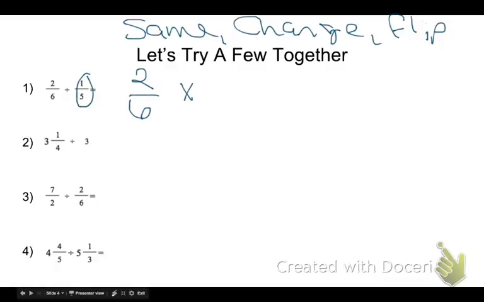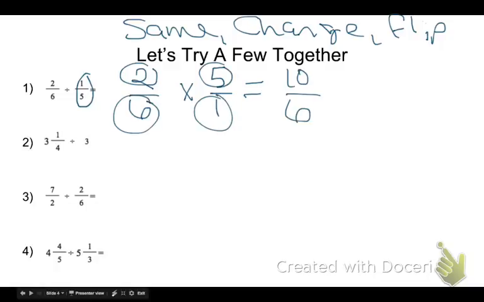Instead of 1/5, I'm going to make it 5/1. And now I'm just multiplying like I did in the previous slides. So I look to see if I can cross cancel. I cannot cross cancel in either direction, which means I multiply straight across. 2 times 5 is 10. 6 times 1 is 6.